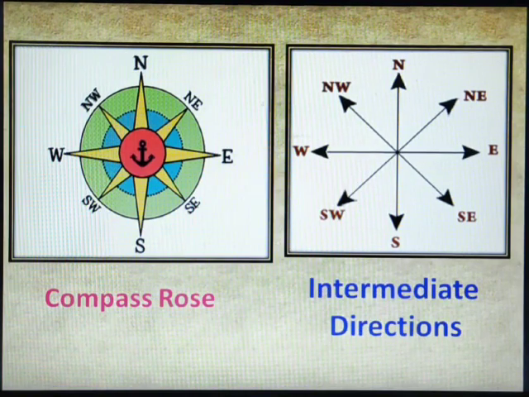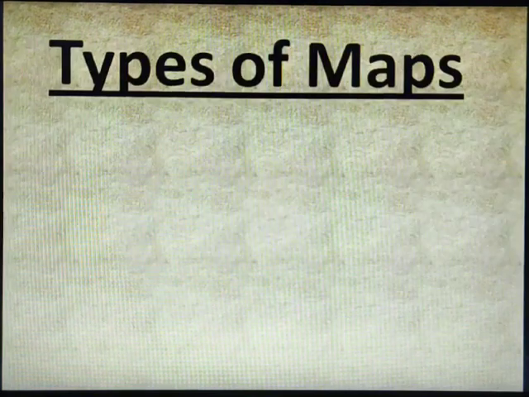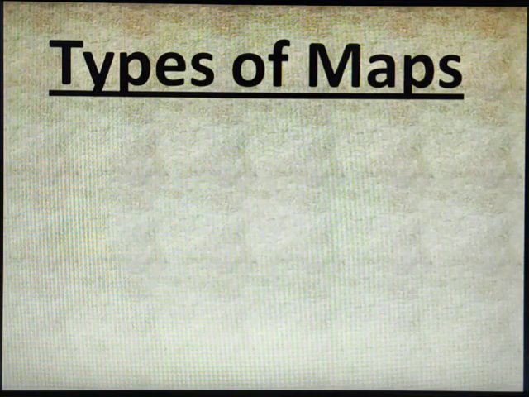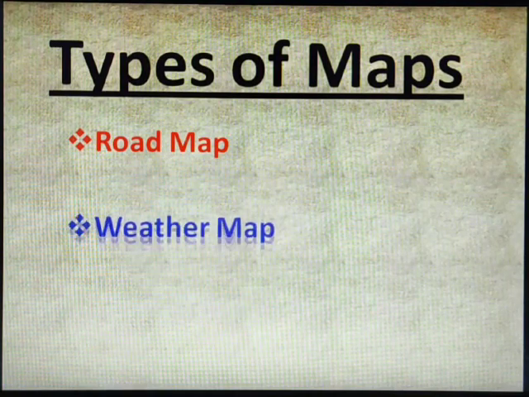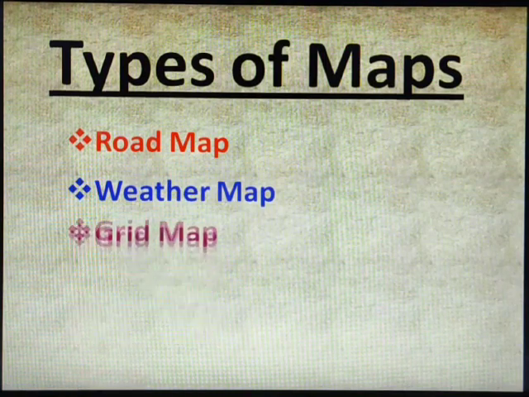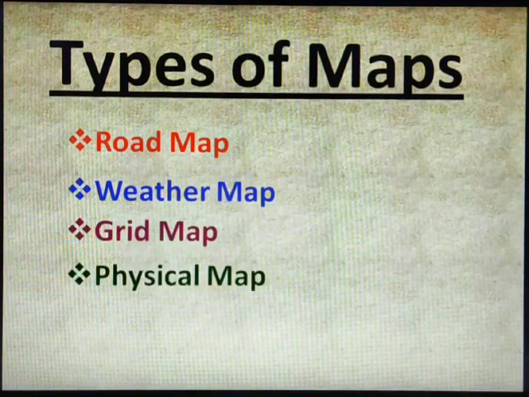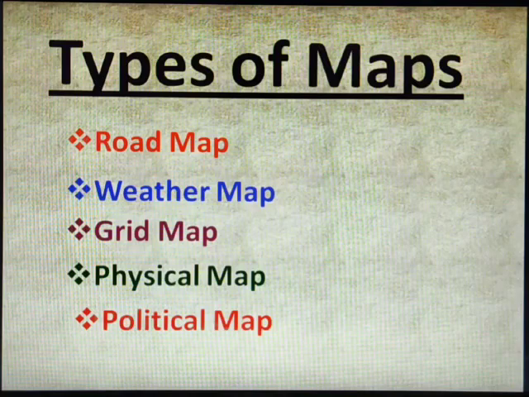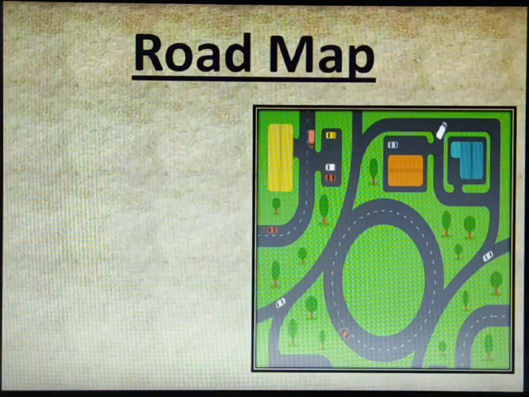So children, now we will focus on the types of maps. There are 5 types of maps. They are road map, weather map, grid map, physical map and political map. So now one by one we will discuss all these maps. First, we will talk about the road map.